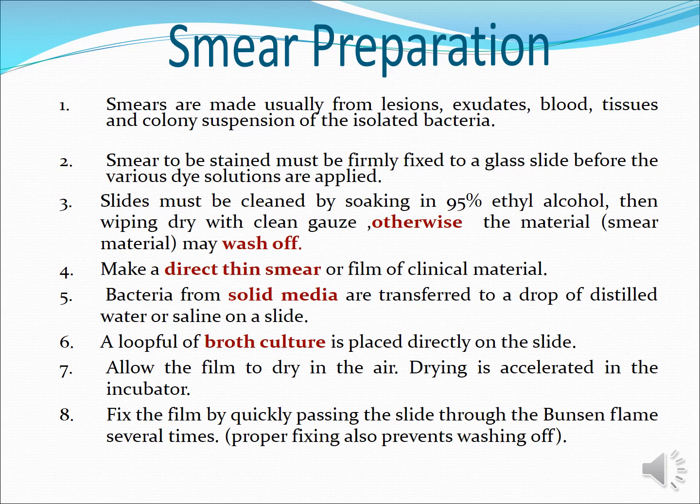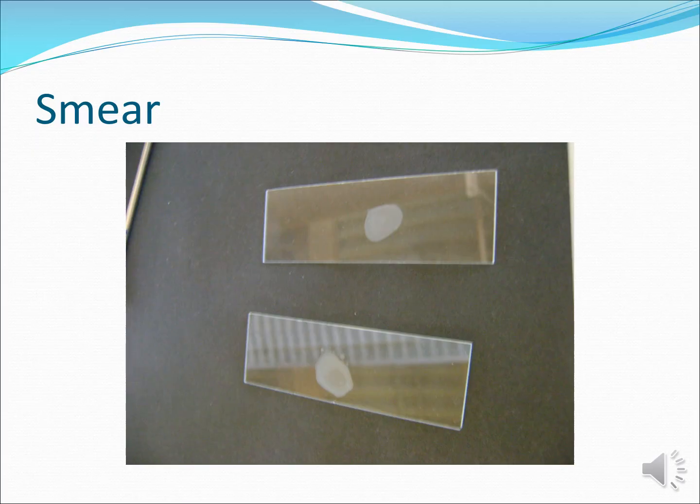Make a direct smear or film of the clinical material. The material should be a thin one. Bacteria from solid media are transferred to a drop of distilled water or saline on a slide. A loopful of broth culture is directly placed on the slide. Allow the film to dry in air. Drying is accelerated by using an incubator. Fix the film quickly by passing the slide through the Bunsen burner several times. Proper fixing also prevents washing off. So this is how the smear is prepared.